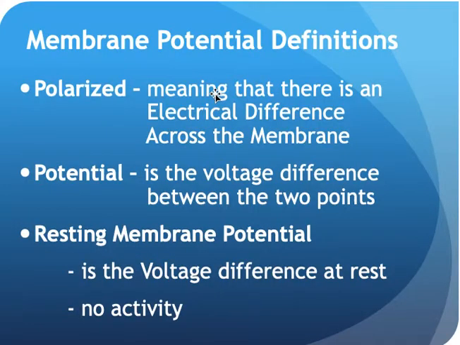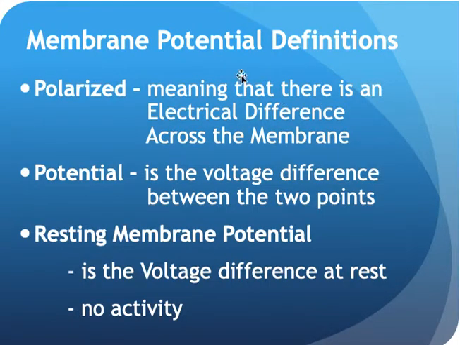Okay, so here are some of our definitions. We have these membrane potential definitions. We said polarized, and we want to ask, what does that exactly mean? It means that there is an electrical difference across the membrane. So if something is polarized, there's going to be a difference between the inside and the outside. The potential is going to be the actual voltage difference between the two points, so if I give it an actual value, that's the potential. And then the resting membrane potential is the voltage difference at rest, or when there's no activity. So these are three things you want to be real familiar with.